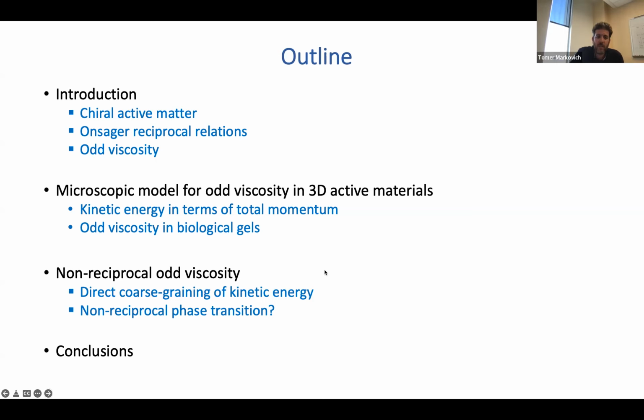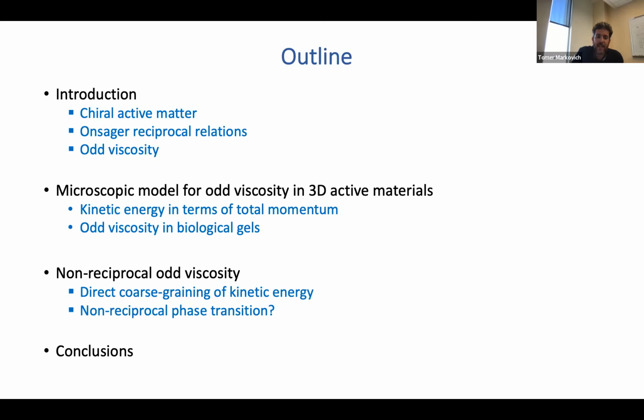Then I'll present a recent microscopic model that we had for odd viscosity in 3D materials, in which we write the kinetic energy in terms of the total momentum instead of the center of mass, and I'll explain more about it. And I'll try to briefly give a short introduction to odd viscosity in biological gels and why we should expect to see it there, or when.